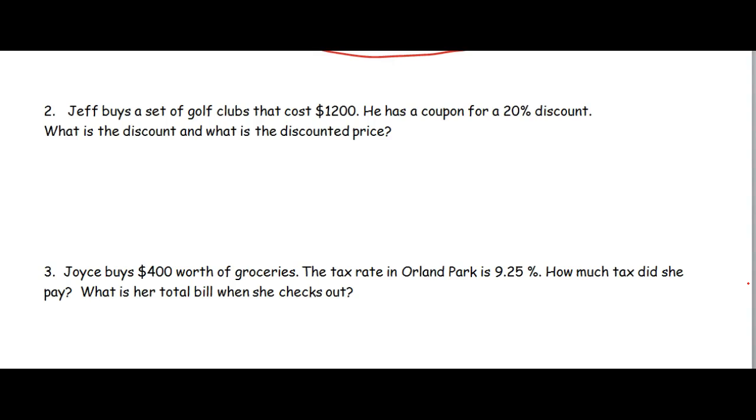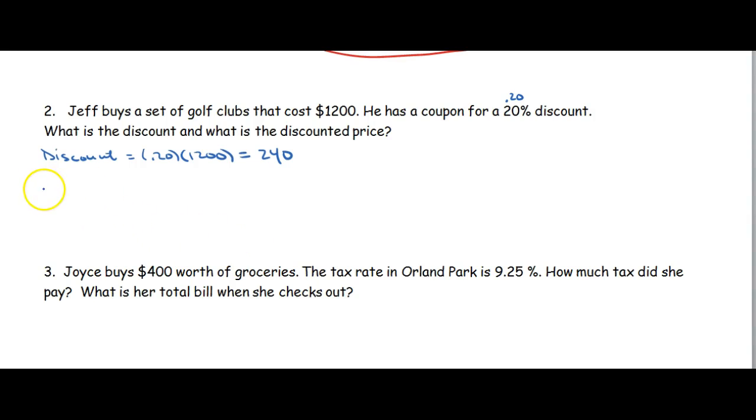Now, Jeff buys a set of golf clubs that cost $1,200. He has a coupon for a 20% discount. What is the discount and what is the discounted price? Now, to figure out the discount, we basically have to calculate 20% of $1,200. Well, 20% as a decimal is 0.20. So we do 0.20 times the amount, $1,200, and 20% of $1,200 ends up being $240. That's how much is discounted, so that's how much you're going to save.